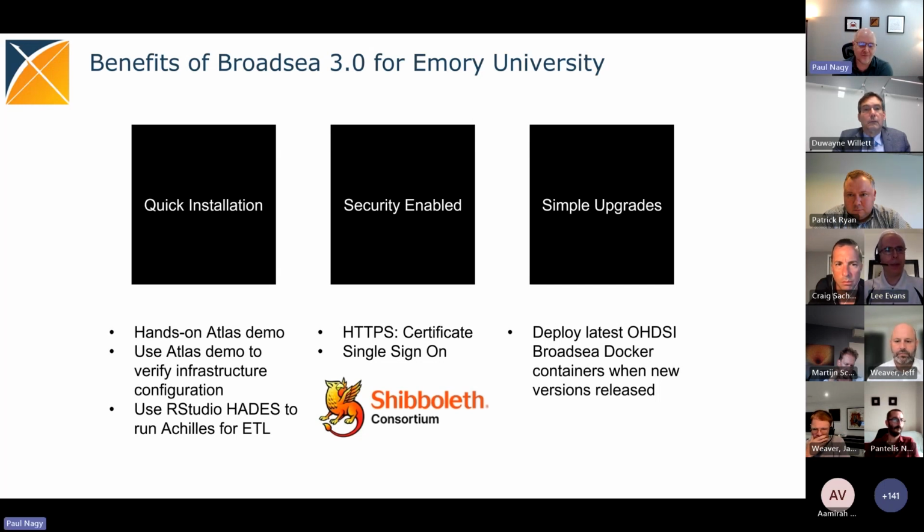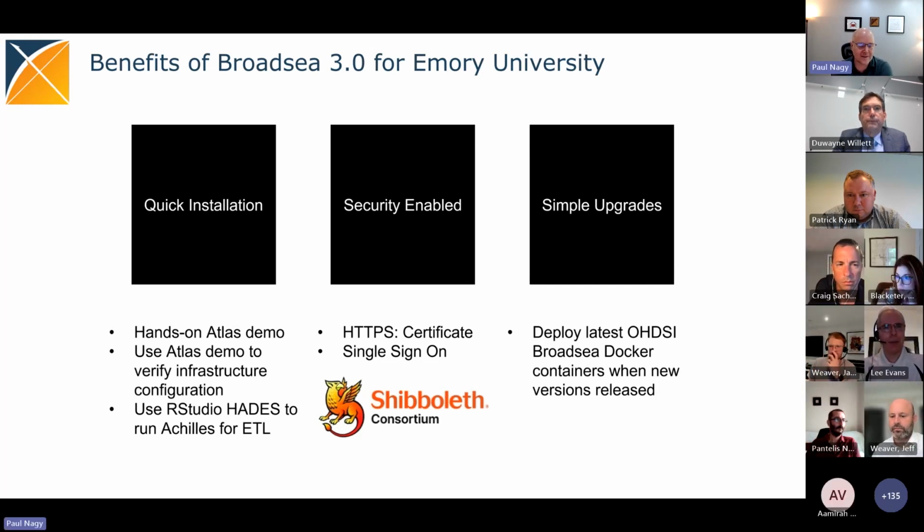Yeah, I think this work has been incredible. I think Broadsea should be used by everybody as your first option. There should be a reason why you shouldn't use it, because it should make your life so much faster in getting all of your OHDSI software onto site. So Lee, thank you so much. We're almost out of time.